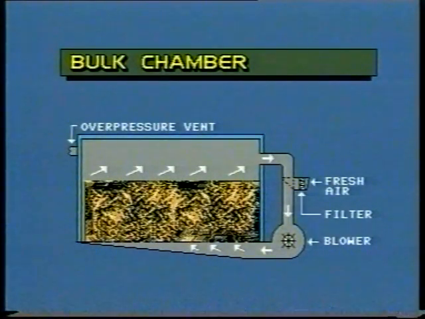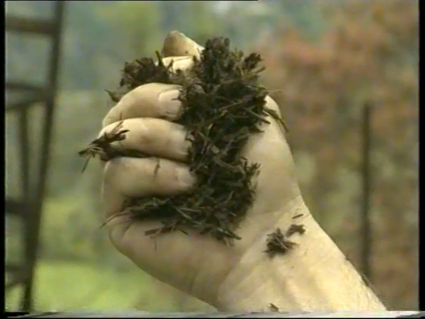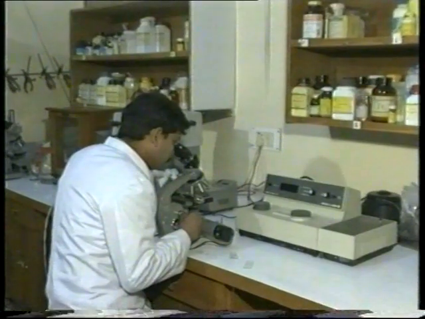The bulk chamber is fully insulated. The aerated steam or fresh air is passed from the grated floor of the tunnel. Compost is pasteurized at 59 to 60 degrees centigrade for 2 to 3 hours and conditioned at 50 to 55 degrees centigrade till ammonia smell is gone. The ready compost, which is dark brown in color, is tested in the laboratory.